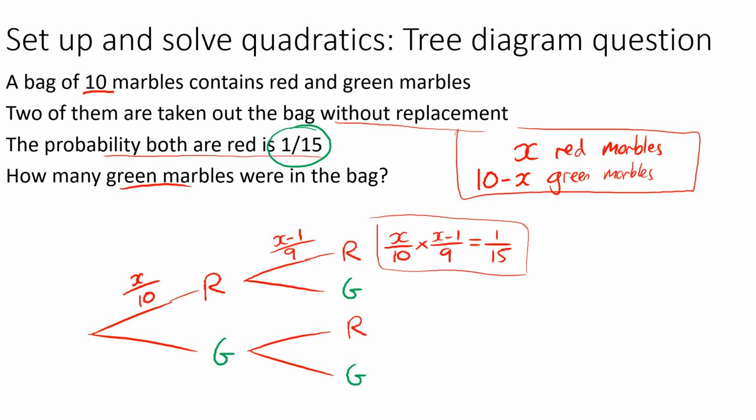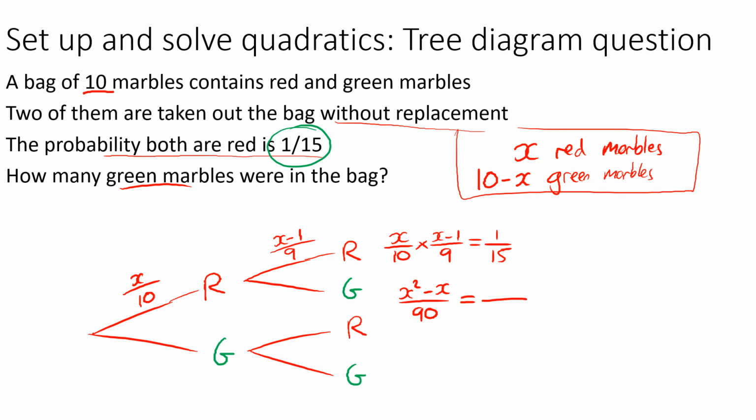What's an easy way of doing this? Well, we could try and put them together, I suppose. We could try and combine these, and we can do that in a very rough and ready fashion by multiplying the tops by the tops and the bottoms by the bottoms. So if we times x by x, we'll get x squared. And if we times x by minus 1, we'll get minus x. And we're saying that's equal to 1/15.